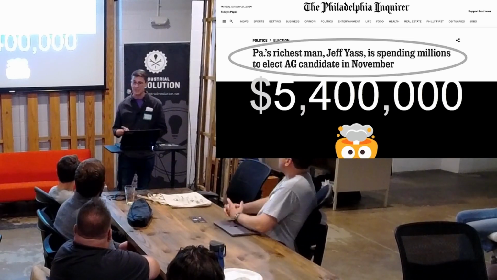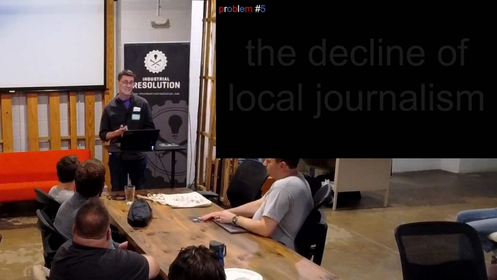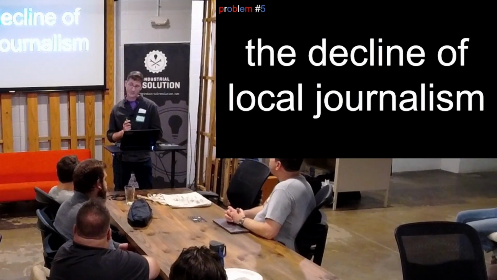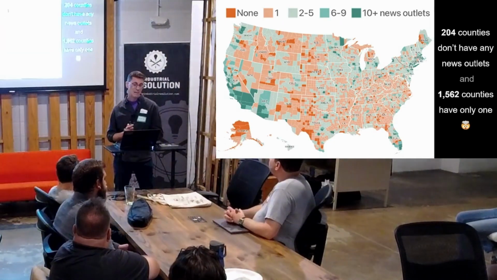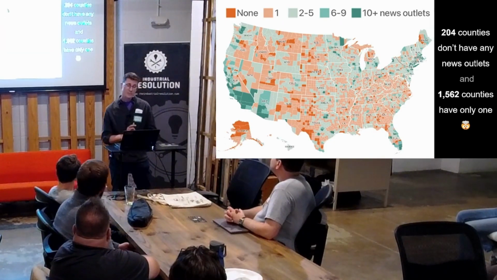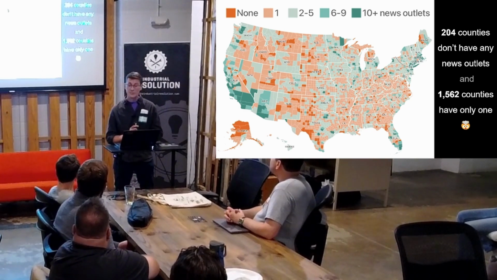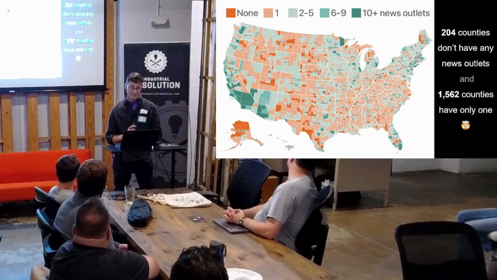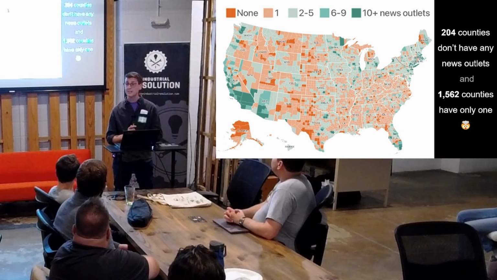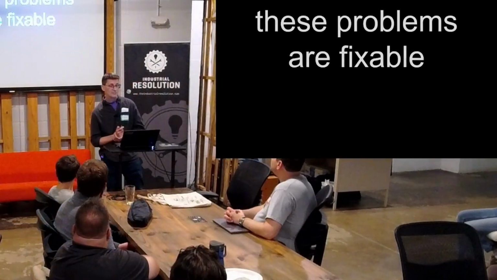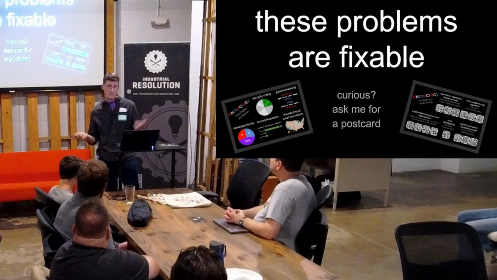That brings us to our final problem, which is the decline of local journalism. So this is a map of the US and all the counties. Hundreds of counties across the country no longer have local news outlets to watch over their politicians. I, for one, don't want Lancaster County to join them. The good news is that there are things that you and I can do to stop that from happening here in Lancaster. And further, there are things that you and I can do to fix all of these problems.